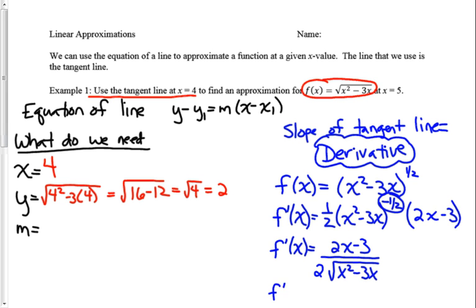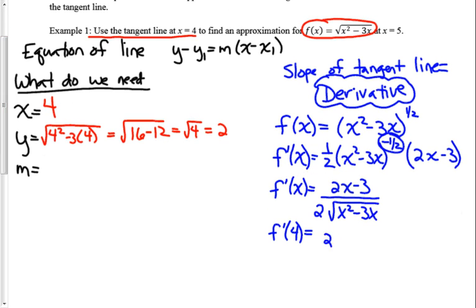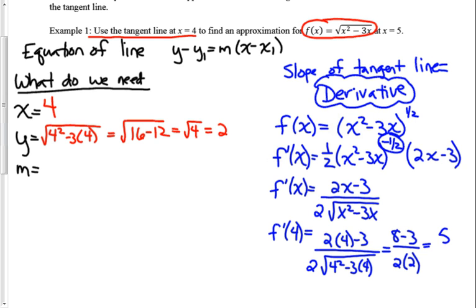So now I need to find f prime at 4. And that is going to be 2 times 4 minus 3 over 2 times the square root of 4 squared minus 3 times 4. So that ends up with 8 minus 3 on the top and 2 times 2 on the bottom. I just evaluated the square root of 4 squared minus 3 times 4 when I found my y value. So that leaves me with 5 over 4. So my slope is 5 over 4. And I can now write that down as what I need to know.